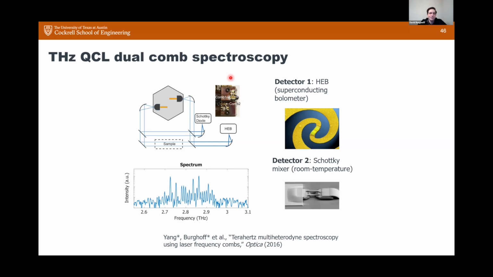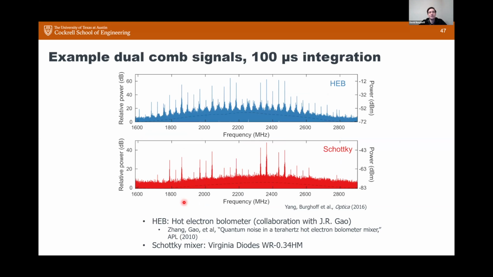We demonstrated this with a couple different detectors. One of the challenges with dual comb spectroscopy is you need a very good fast detector, because you need to be able to measure these RF beat notes. And that's also an area where we need a lot of room for improvement. But we showed that you can do a very basic version of dual comb spectroscopy.